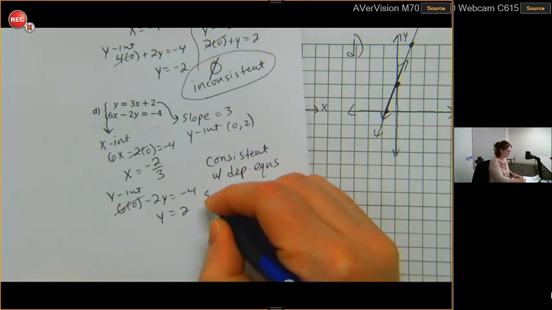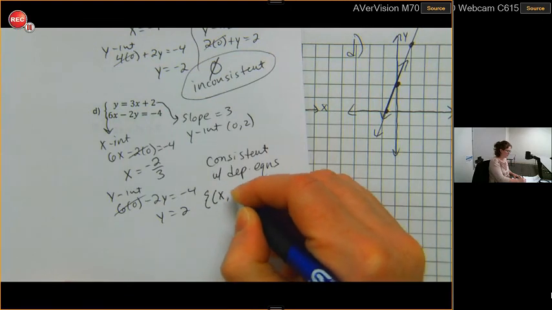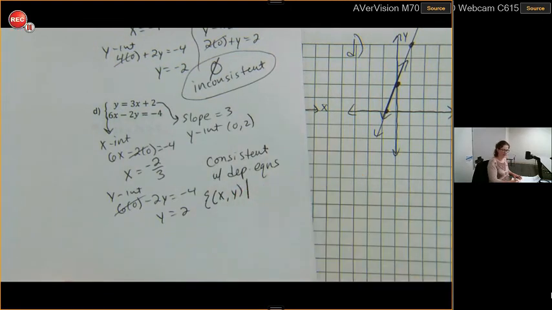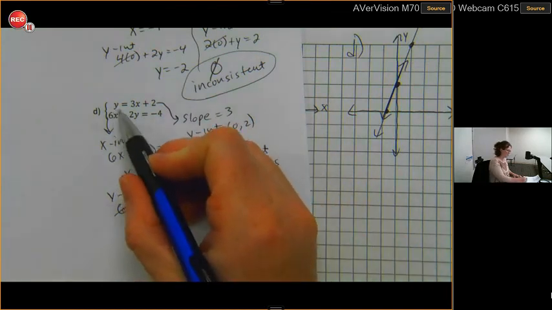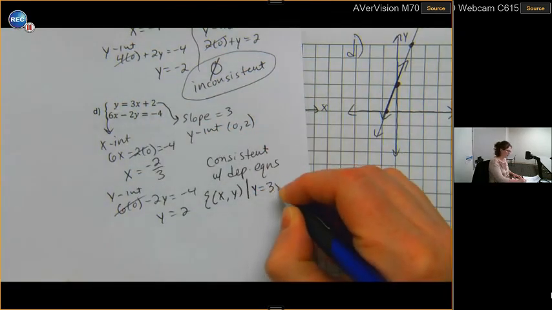And I would write my solution, which is the set of all (x, y) such that, and then I would pick the simpler equation, which is going to be y equals 3x plus 2.